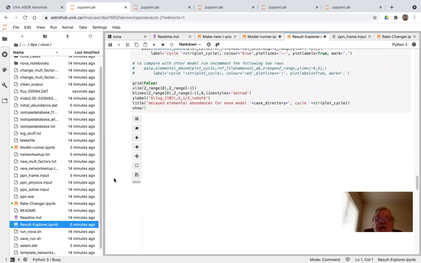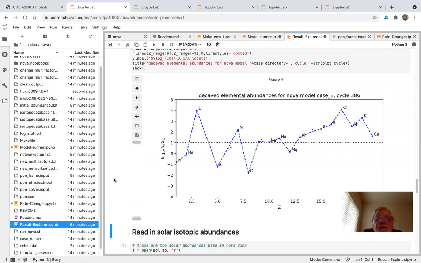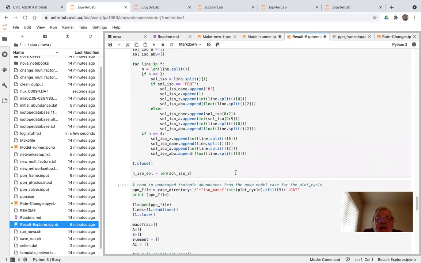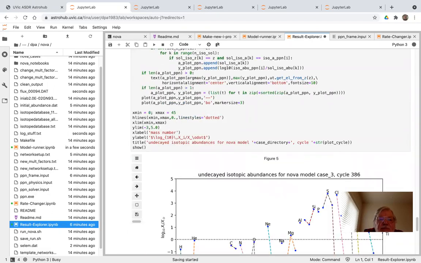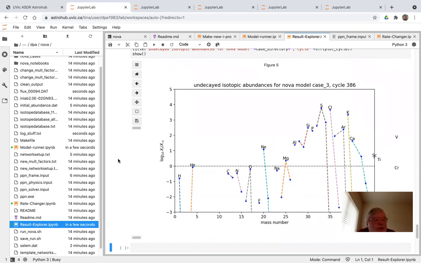Just a second. This is decayed elemental abundances for this Nova case, and also non-decayed, and also undecayed Nova abundance. So I just encourage you to study these tools.